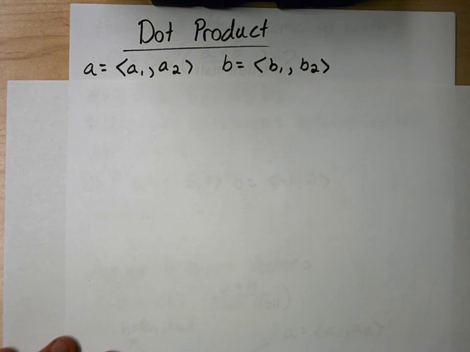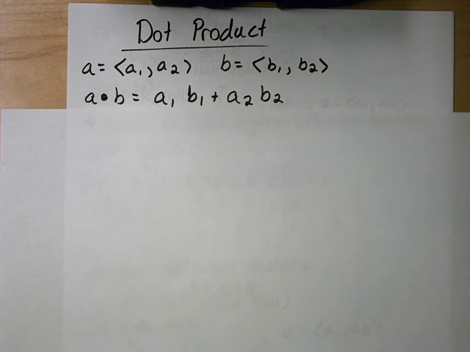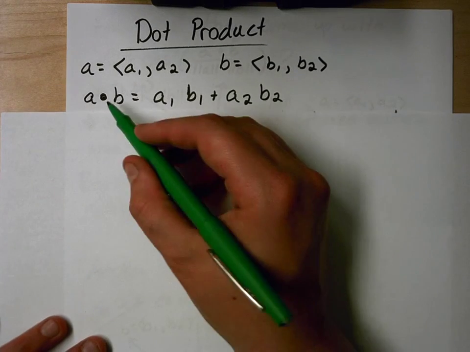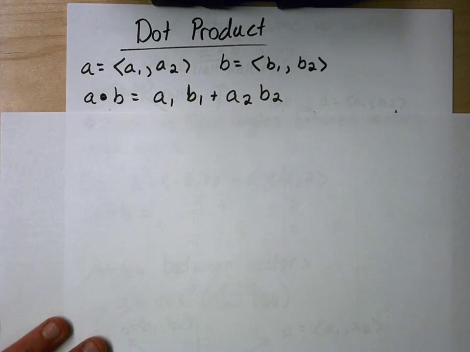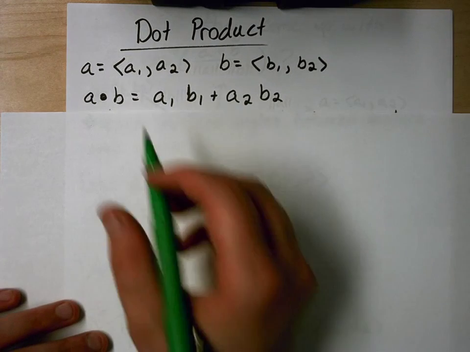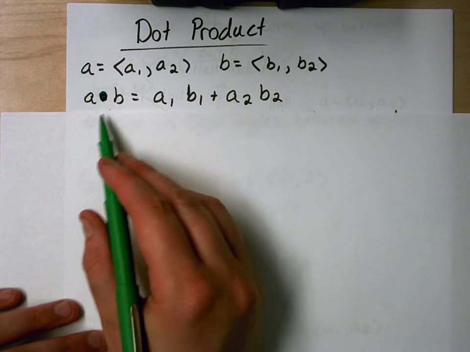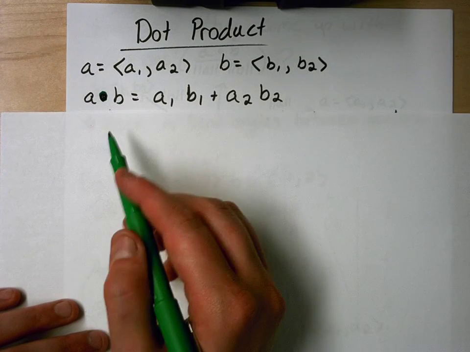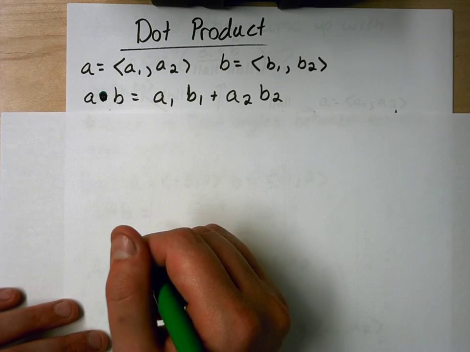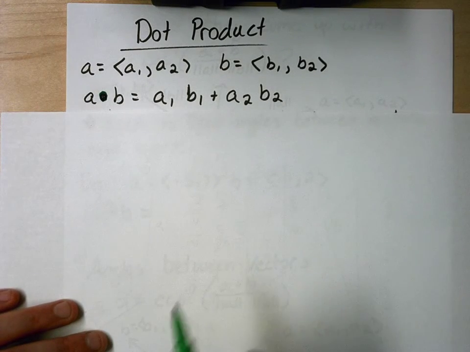Alright, so if we have vectors A and B, then the dot product. Now the dot product is kind of confusing because it's almost the same dot that we use for multiplication. So I'm going to draw it pretty big. If you see a big dot, that probably means that we're using the dot product. I'll also try to write down, use the dot product.